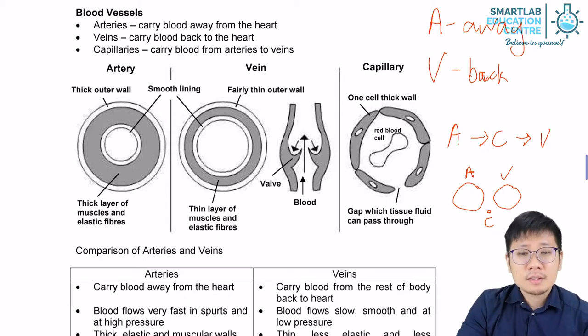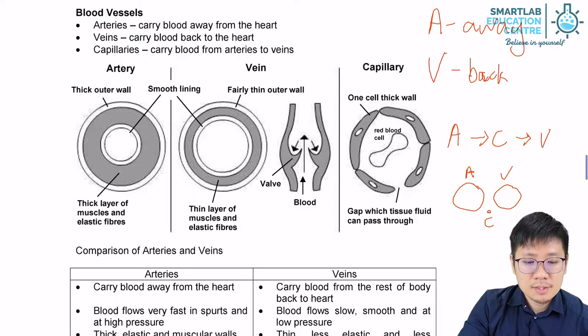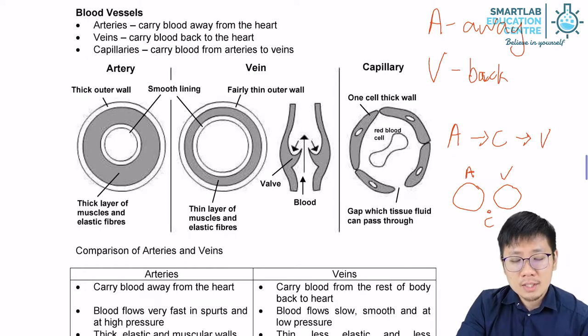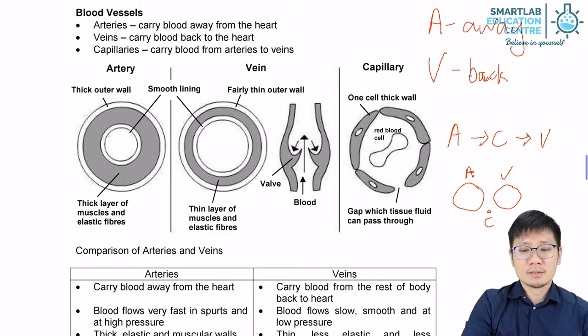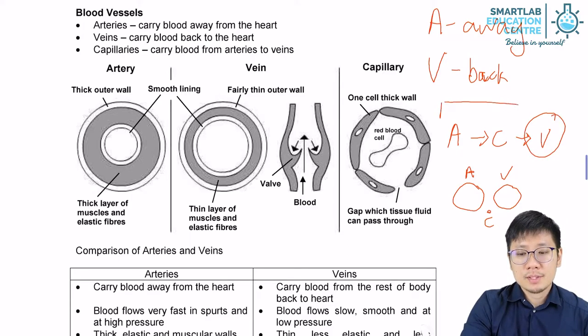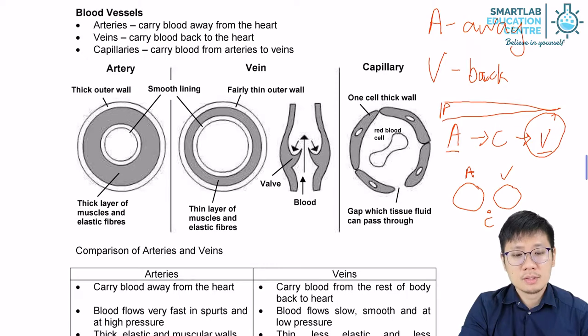How about the veins? The veins have a very thin layer of muscles and elastic fibers. In contrast, they are not meant for withstanding high pressure. Why? Now, veins are already at the end of the journey. The high blood pressure in the arteries will have dissipated. Now, if I were to illustrate the pressure this way, the arteries have the highest pressure, the veins will receive blood with the lowest pressure. Since there's such a low pressure, there is no danger of the veins bursting easily. Therefore, there is no need for a very thick layer of muscle or lots of elastic fibers.